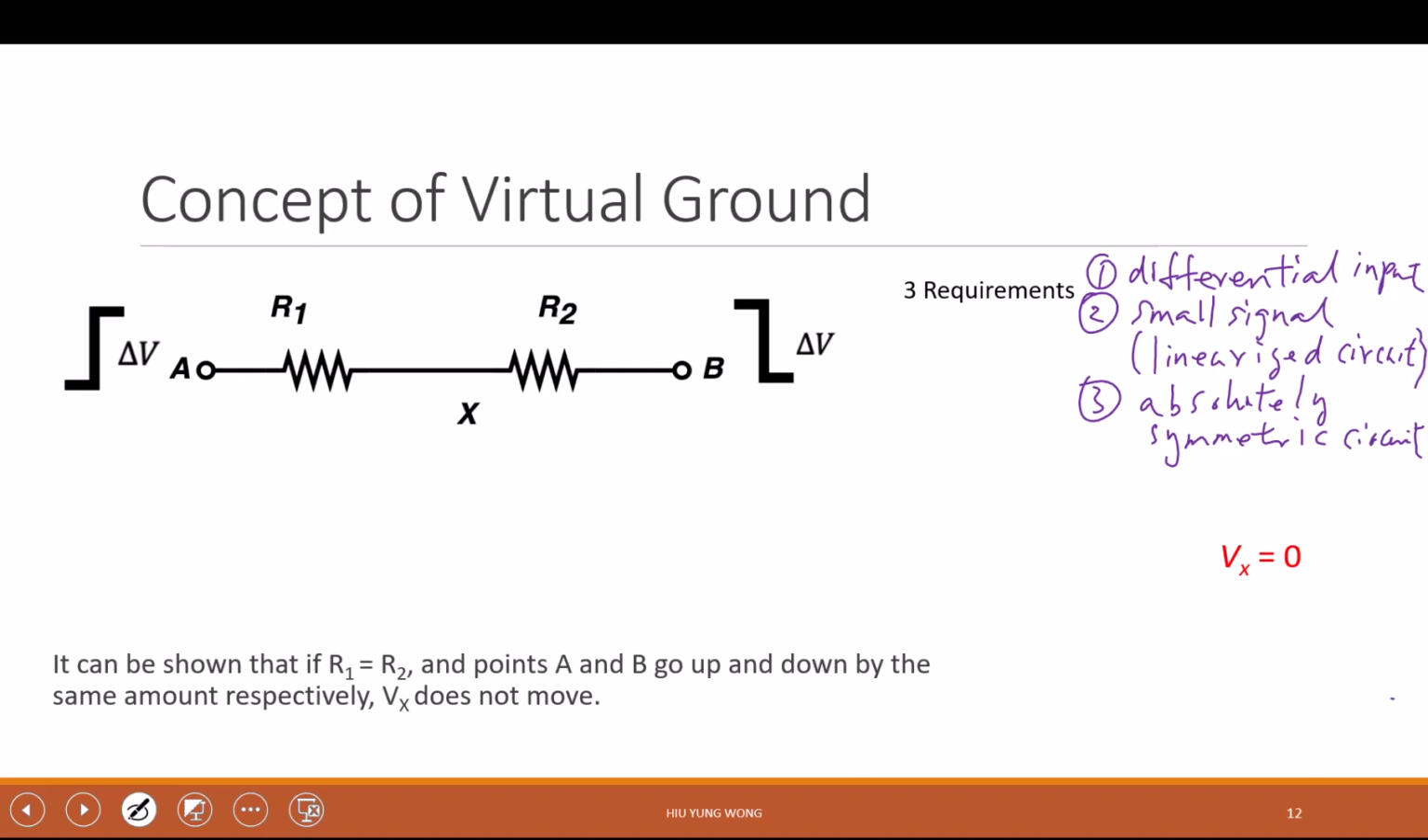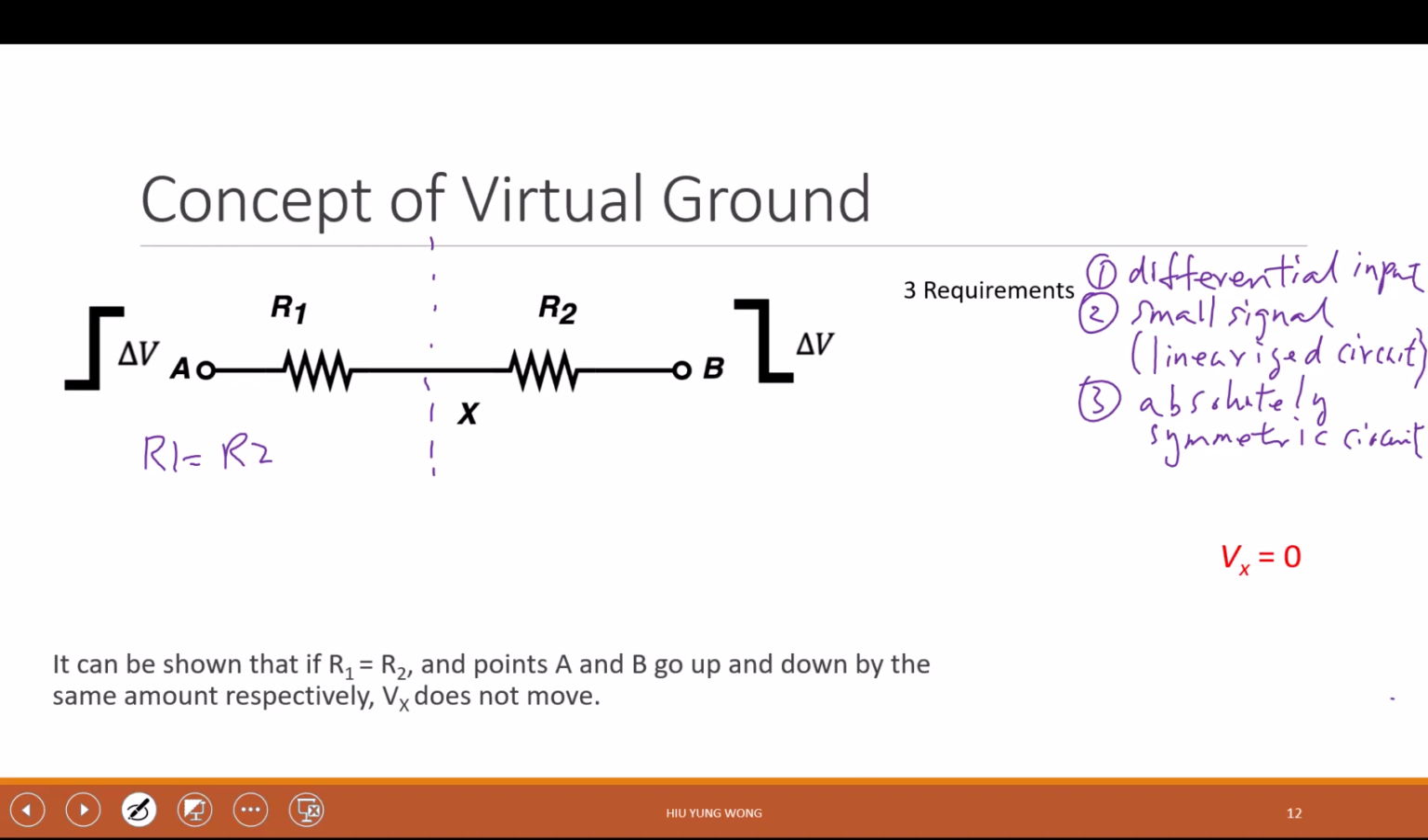What do I mean? On the left, I have a very, very simple circuit. And I claim it's absolutely symmetric because I draw a line of symmetry. And I tell you that R1 equals R2. Is this circuit absolutely symmetric? When R1 equals R2.